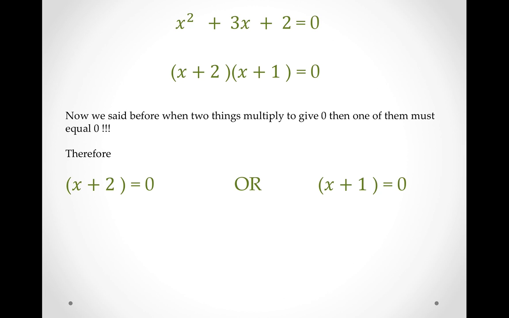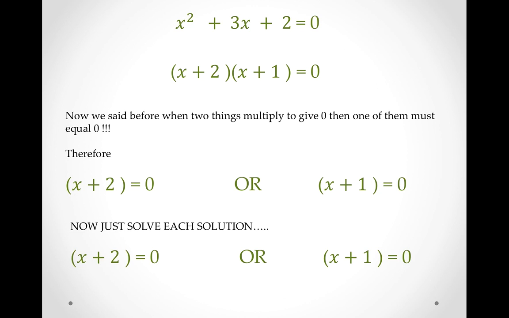So if you need to pause, go over this again if you can. It's a bit confusing, but just follow the steps. If you get to this point, we just now need to solve each solution. We do always get two solutions for quadratics. So if x plus 2 equals 0, then minus 2 from both sides. If x plus 1 equals 0, then minus 1 from both sides. And you'll be left with our final two solutions. X equals minus 2, or x equals minus 1.